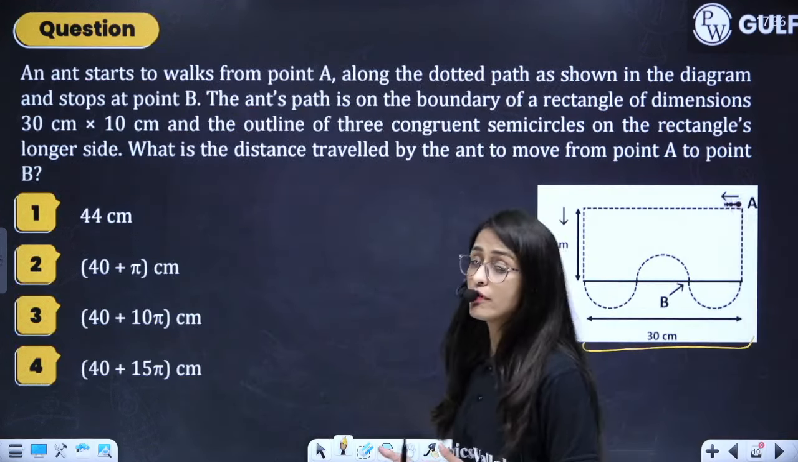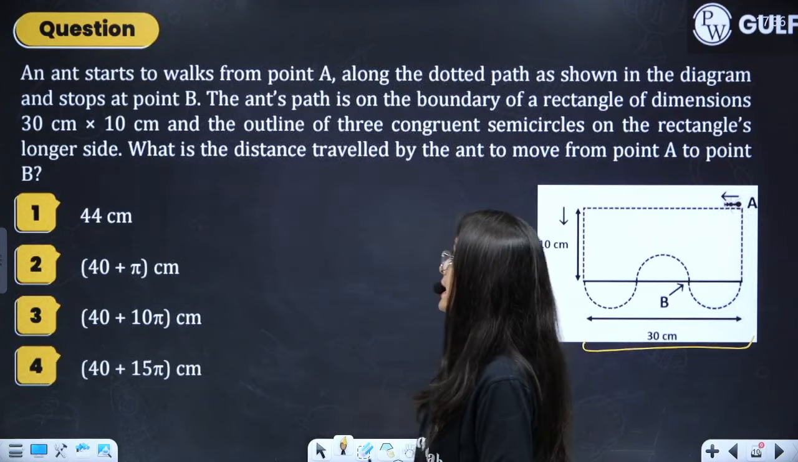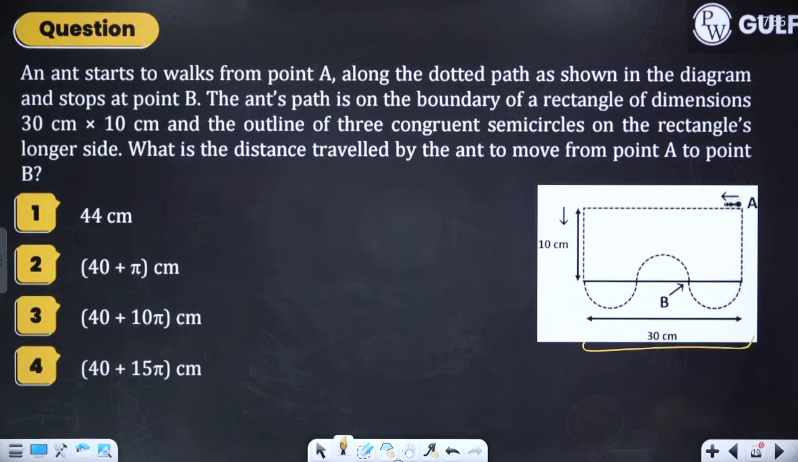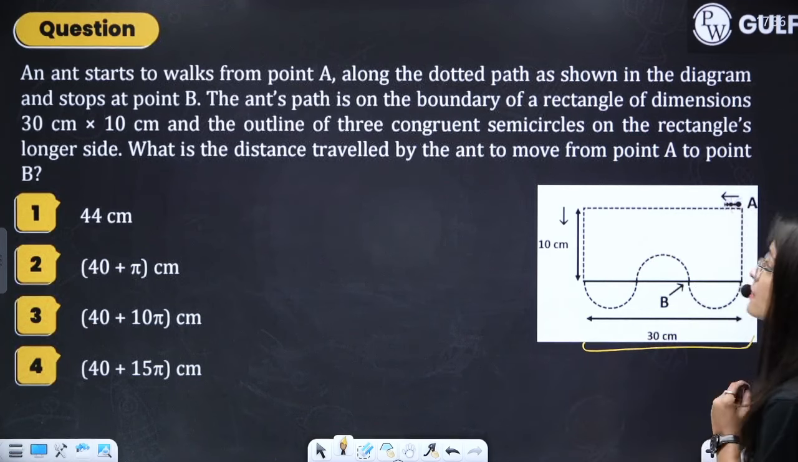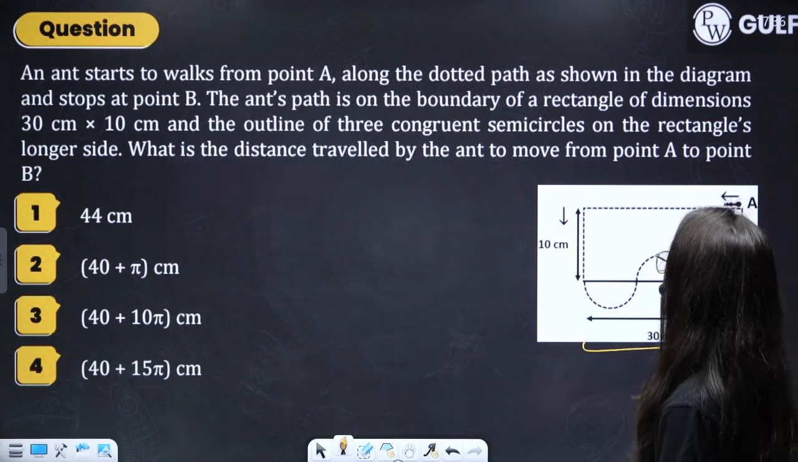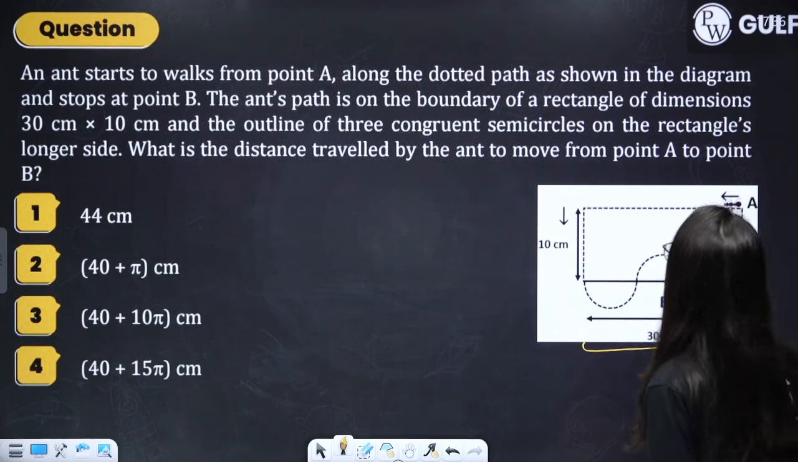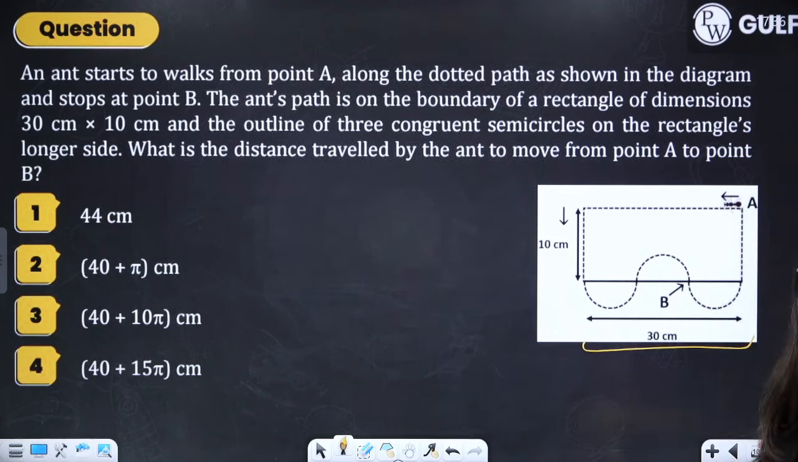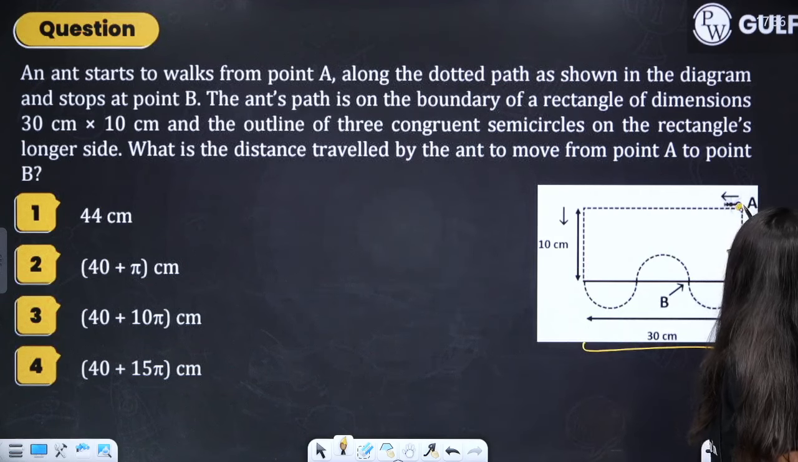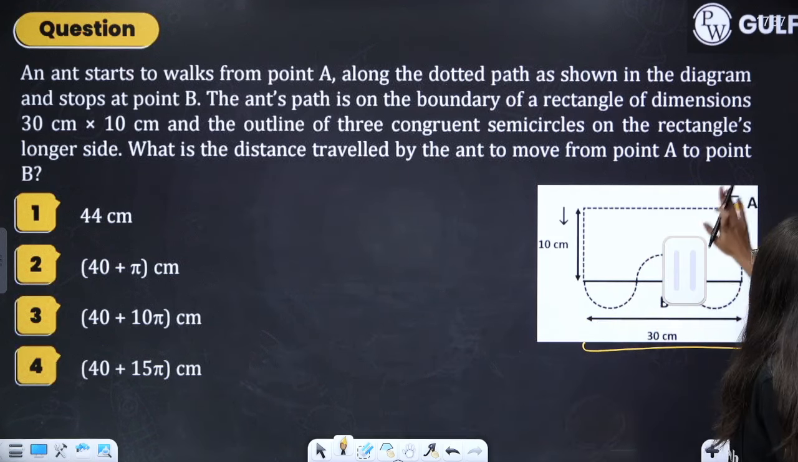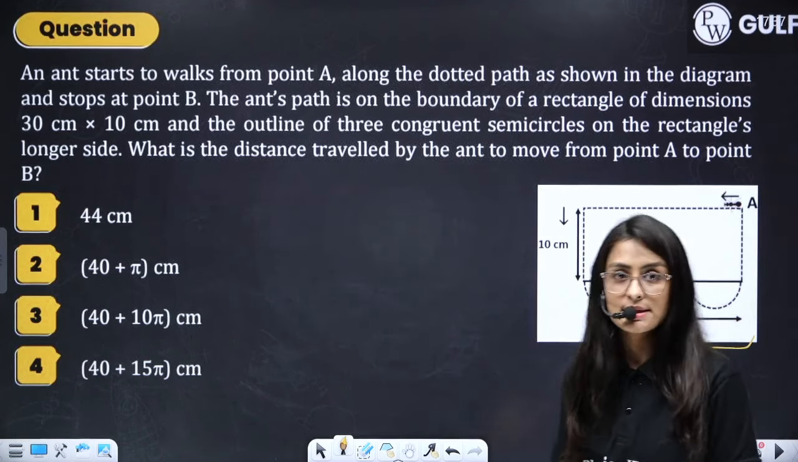Now, moving to our next question. Here an ant starts to walk from point A along the dotted path as shown in the diagram and stops at point B. The ant's path is on the boundary of a rectangle of dimensions 30 cross 10, and the outline of three congruent semicircles on the rectangle's longer side. What is the distance traveled by the ant to move from point A to point B? So students, we are seeing that the ant starts from point A and reaches point B. Let us check how much distance the ant is traveling.